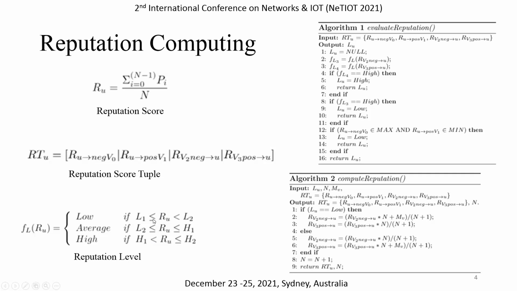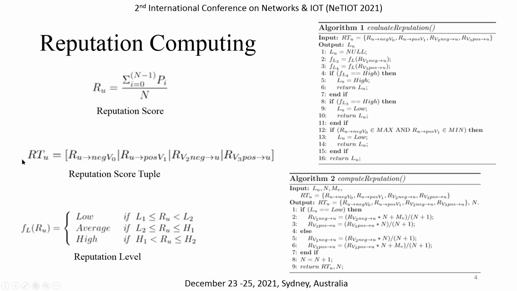We can also use another function to compute the reputation level. For example, if you can see the RU taken from the first formula, it is between L1 and L2. Okay, those are thresholds at the lower level. So we can consider it as low. In the other range, you can consider it as average. And in this range, we can consider it as high. So this is the reputation level.